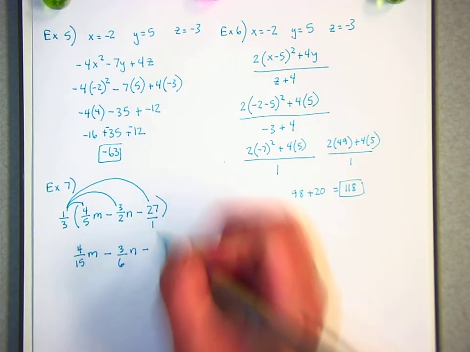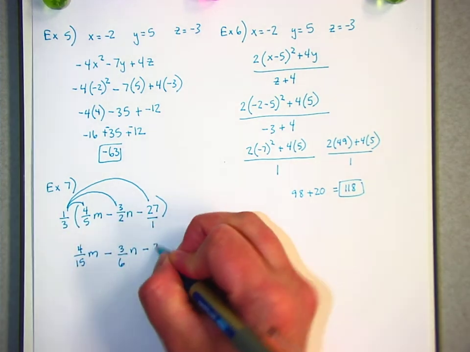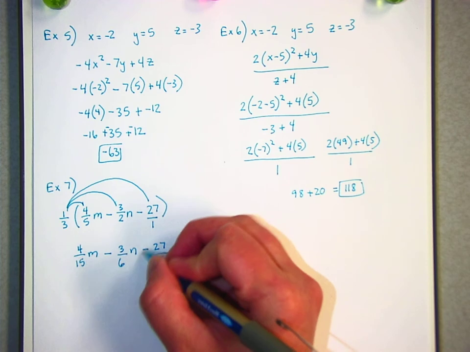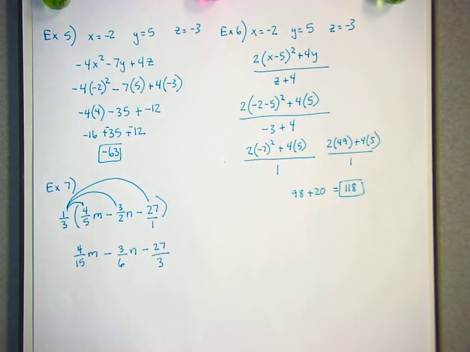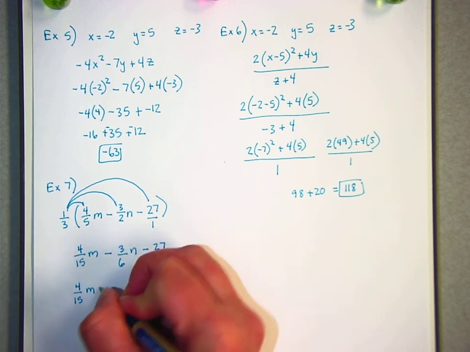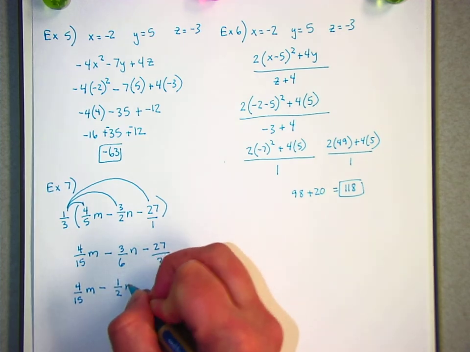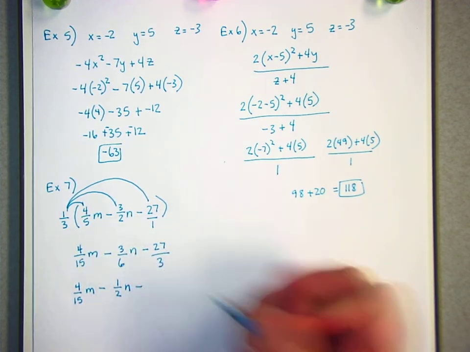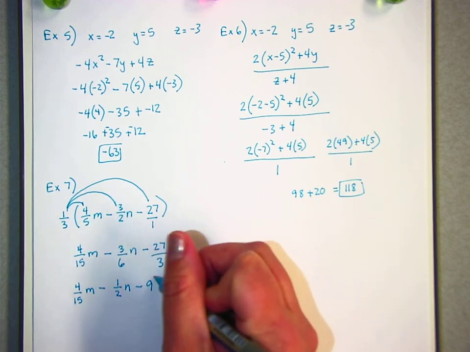This one isn't a fraction, and it's hard to multiply a whole number times a fraction, so I'm going to put it over 1 to make it easier. That would be 1 times 27 right there. It's a negative, of course, and then 3 times 1 on the bottom. So this math is all correct right now, but the problem is that it's not simplified. 4/15 doesn't simplify at all. But 3/6, well, that's just 1/2. And 27 divided by 3 is 9. So that's my final answer.